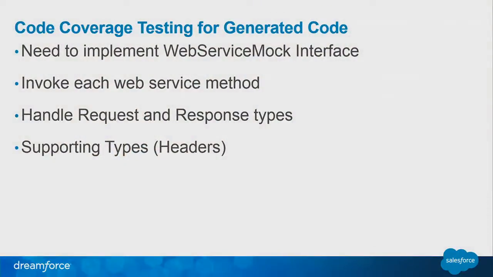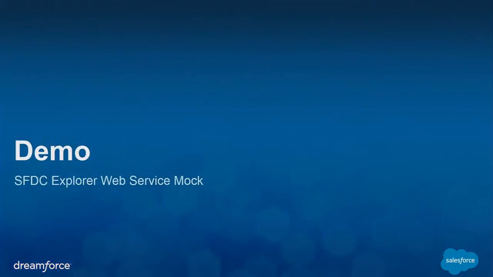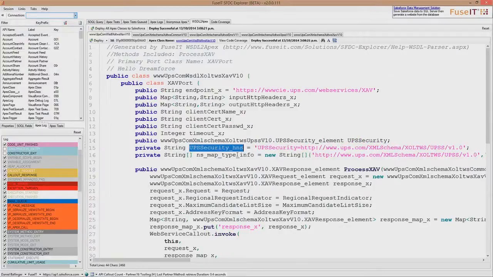To do that, we're going to need to implement the WebServiceMock interface so that we can mock our responses to that web service. And then we're going to need to test the invocation of each of those web methods that we want and look at each of the request and response types that are required for that, plus any supporting types such as headers that might be sent with the SOAP requests. So we've got another demo here showing you how we can address some of that.